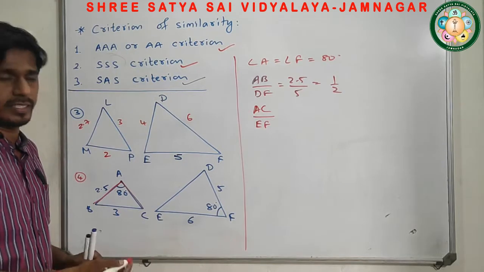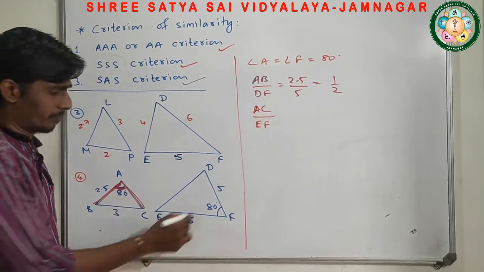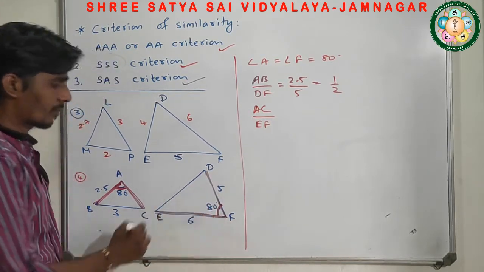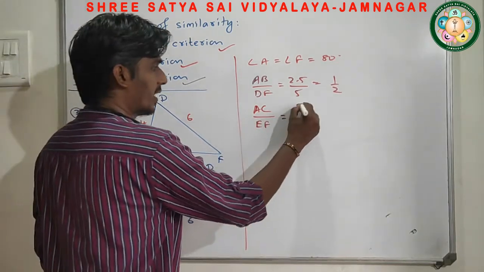Because we have to take which side? The side that is formed by this angle, that side we have to take. Which side is formed by this 80 angle? This DF and this FE. So what should correspond to AC? FE. But we don't know about AC.